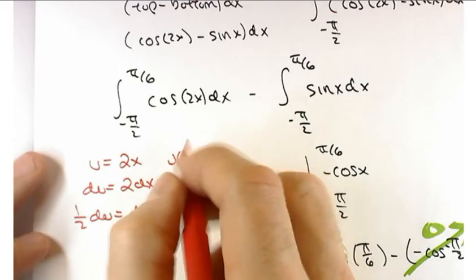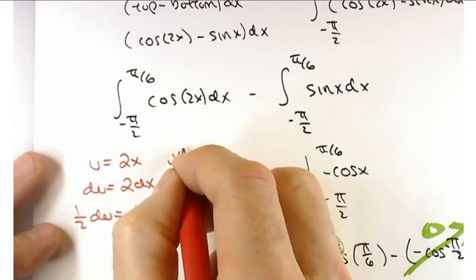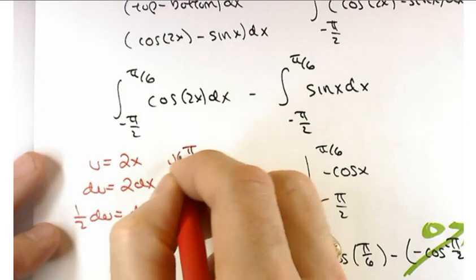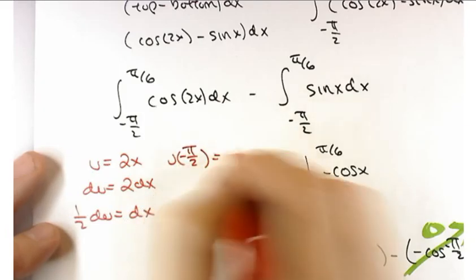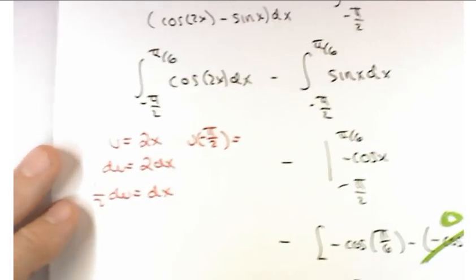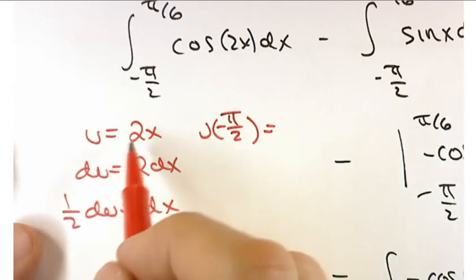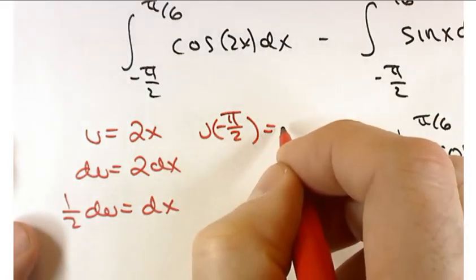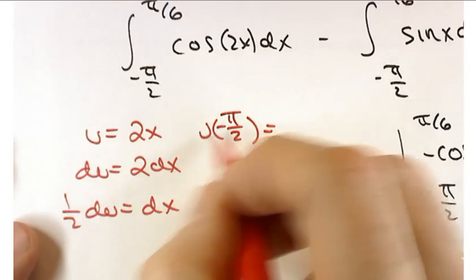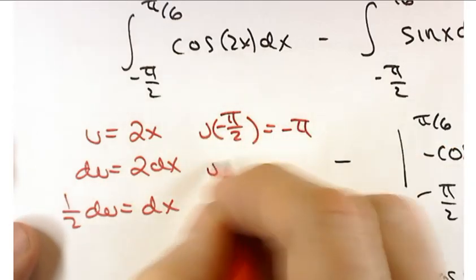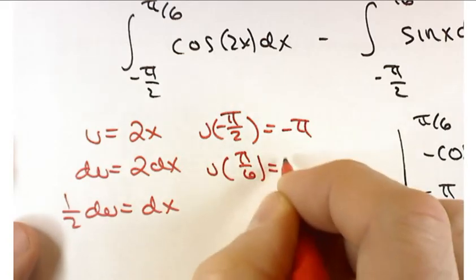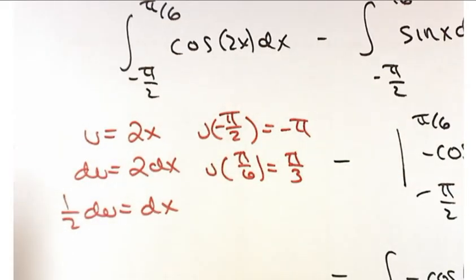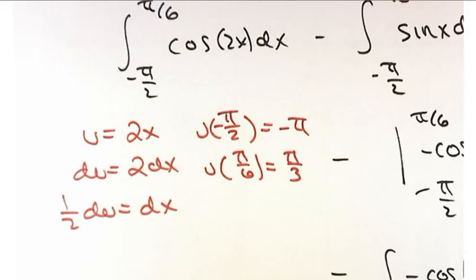And then let's plug in some values, like u of pi over 6 or u of negative pi over 2. Let's start with that one. u of negative pi over 2 means take 2 times negative pi over 2. What'll I get? Negative pi. Good. u of pi over 6 is pi over 3. All right, so we're going to make our u-substitution, and we're not going to look back.